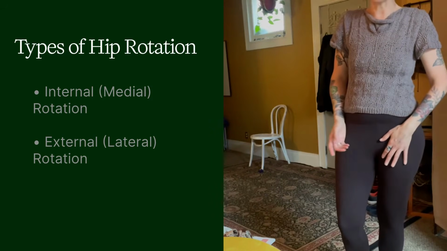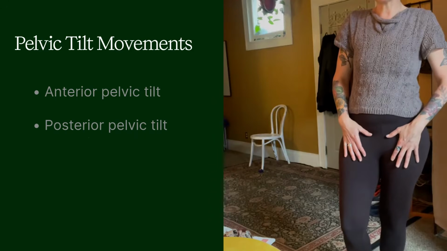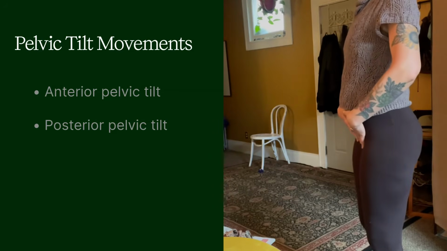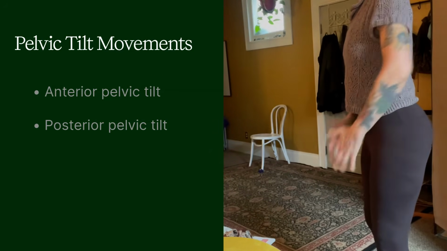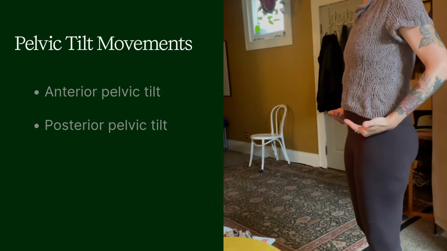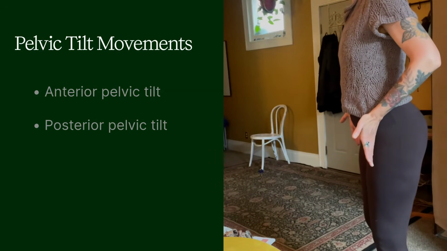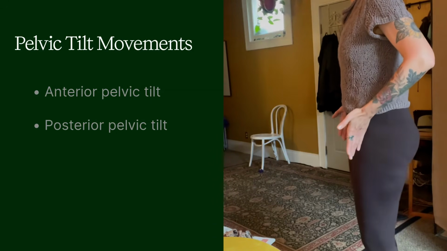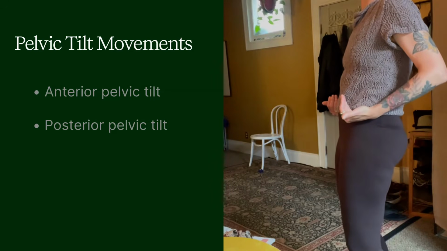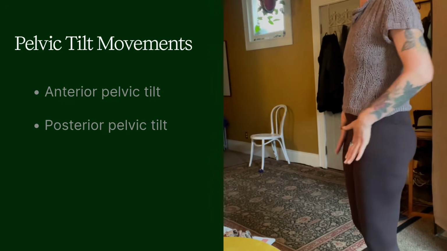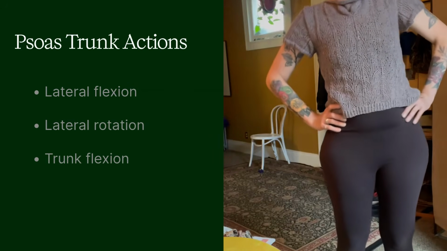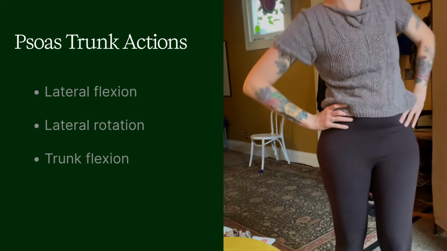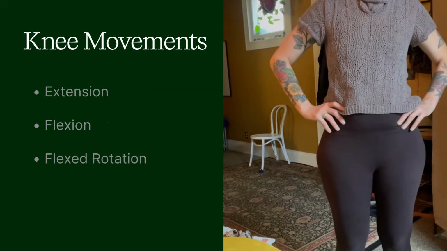And then anterior pelvic tilt. Remember we were talking about pelvic tilt, where the pelvis is tilting downward, and let's say it's a bowl full of pancake batter, and you're spilling it outward, right? That would be anterior tilt. And if your pelvis is tilting backward, that would be posterior pelvic tilt. So that's a movement that we have in the pelvis. The psoas does lateral flexion and rotation. Okay, so knees.